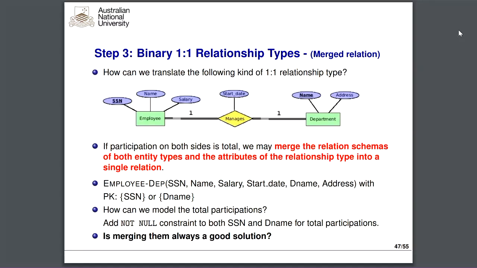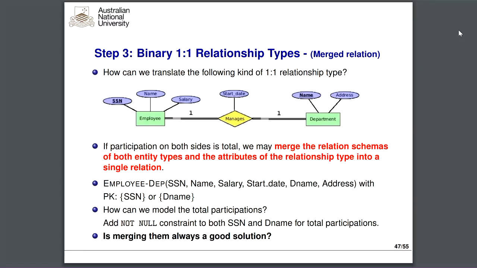Now you basically connect the employee and the department. So this is like one relation schema. You can create it this way, right? Then you combine all the attributes as one piece. So basically, you put everything together.